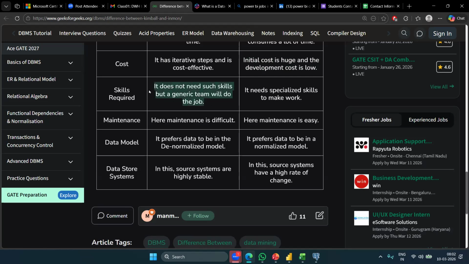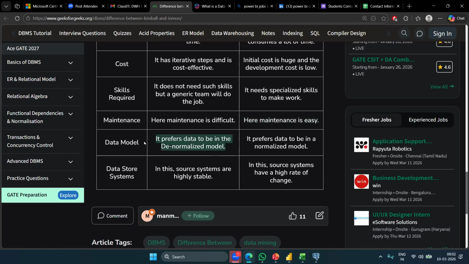It does not need such a skill, but a generic team will do. Specialized skill works. Here maintenance is difficult. Here maintenance is easy. See, the benefit of Inmon is that its maintenance is easy because we are getting everything at one place, right? So the maintenance is very easy.